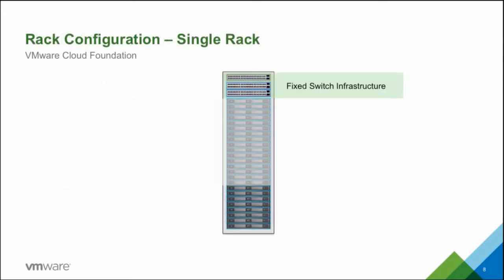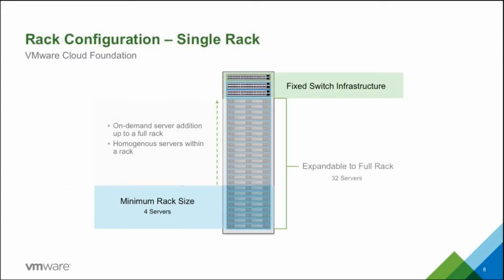So what does the rack look like? A single rack is made up of servers, starting with 4 servers to build my management stack. On top of that, you can expand your rack up to 32 hosts. On the top of the rack, you have a fixed switch configuration or infrastructure. One of them is the management switch and 2 top of the rack switches, which allow me to have a prescriptive way of building my overall infrastructure right from the ground up.